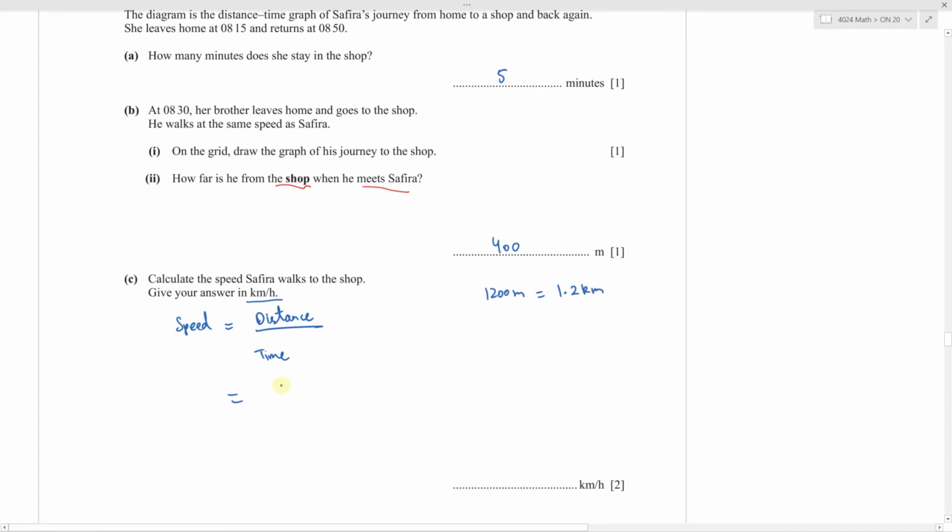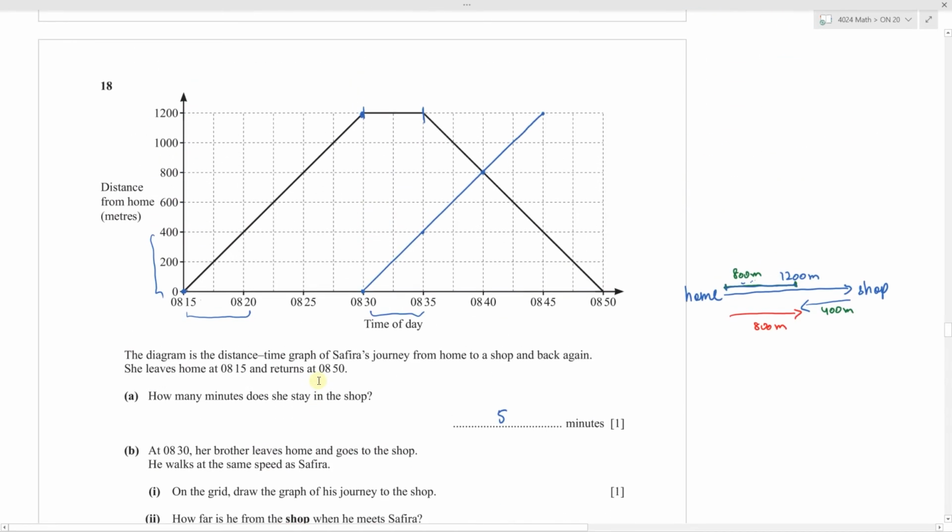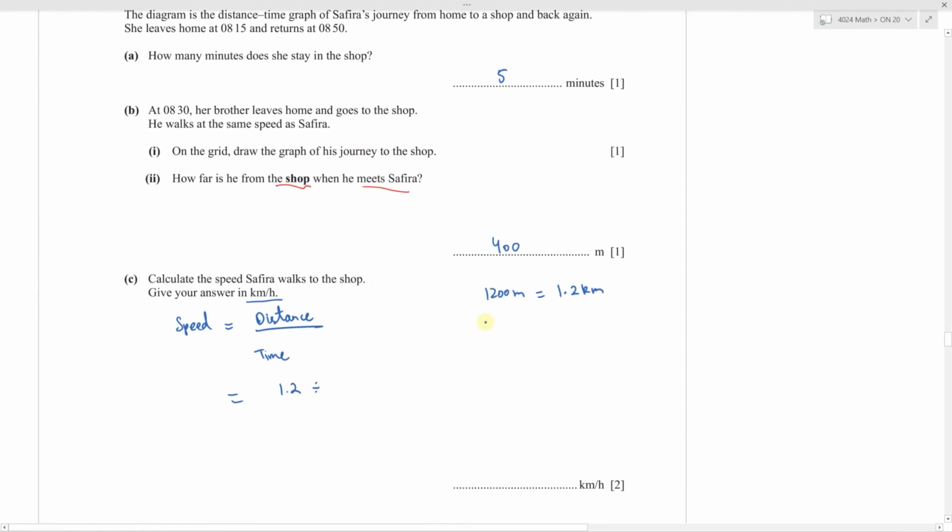So 1.2 divided by the time taken. The total time between these 2 points is 8:15 to 8:30. So that means 15 minutes. So time is 15 minutes, which is 15 over 60. I've divided by 60 minutes to convert it into hours. So this is actually 1 by 4 hour. So this is divided by 1 over 4 hour, which is our time.